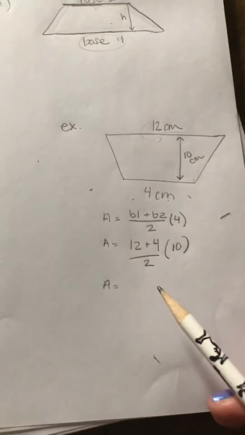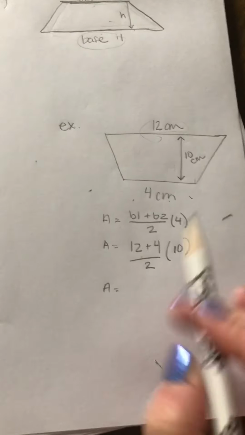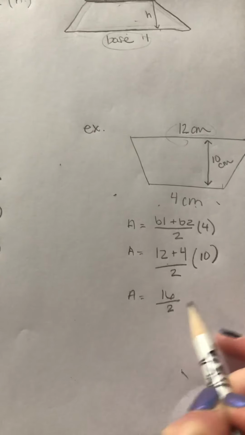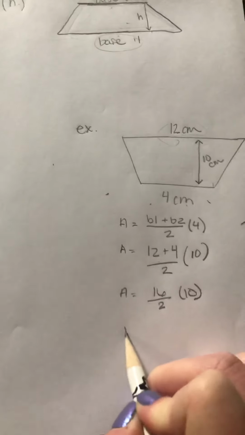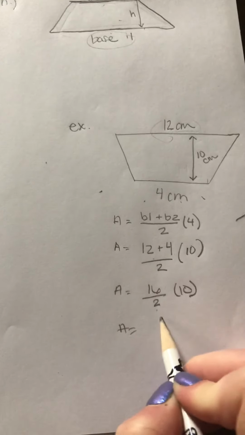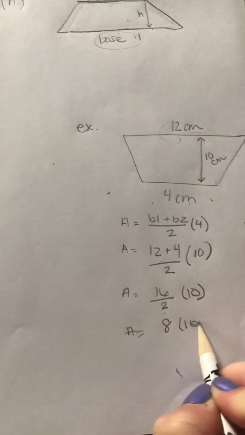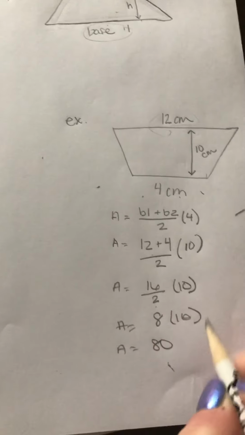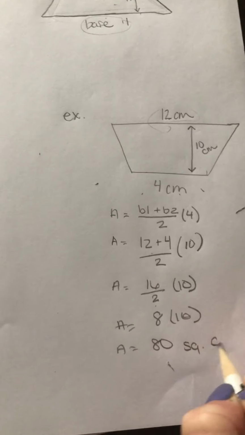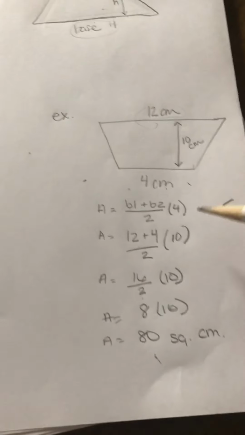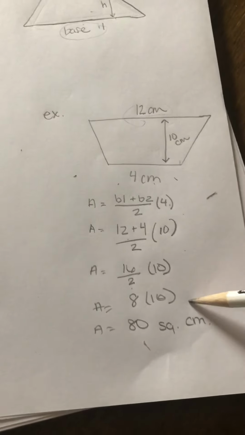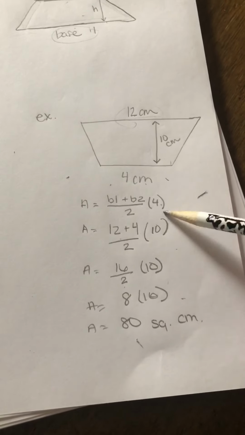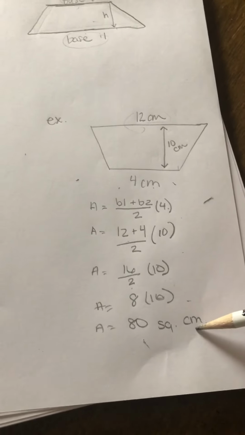So now I'm going to add. So 12 plus 4 is 16 over 2 times 10. 16 divided by 2 is 8 times 10. And 8 times 10 is 80. So my trapezoid is 80 square centimeters. Notice how I'm writing each step down. This is helpful because if you're stuck, you can go back up and figure out where you went wrong.